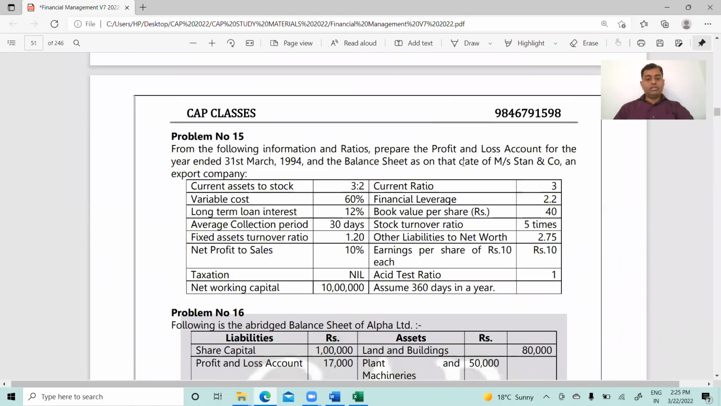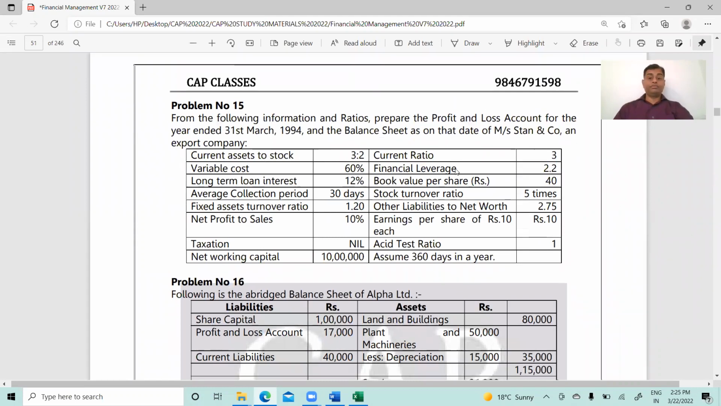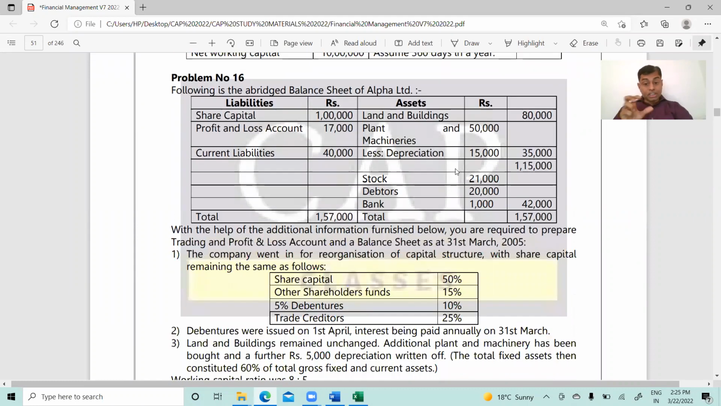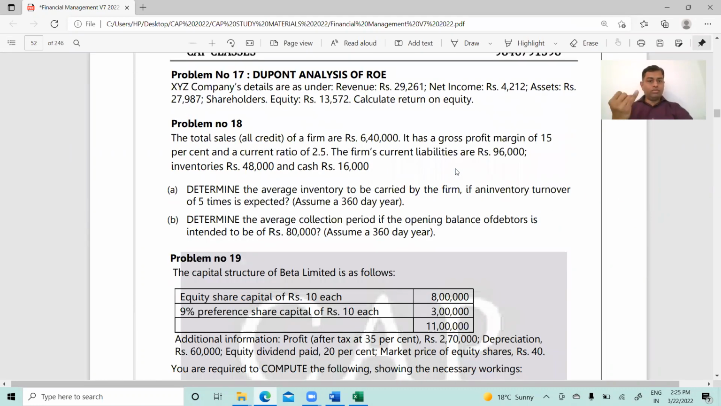Problem number 15 is a normal problem. Not an LKG problem, this is an interesting problem. We'll see which one we have to do. I can deal with the 2, 3. So dew point analysis I have to do.